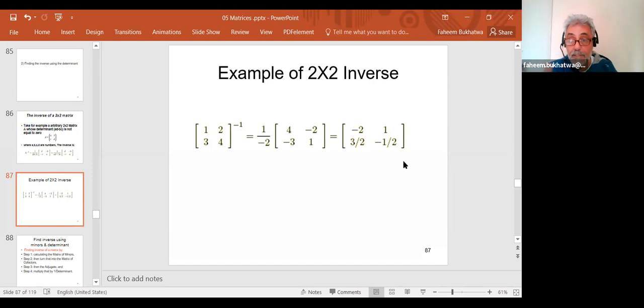So we could have worked it out using the row operations. That's one way to do it. The other way is to use the determinant. But are we certain this is the inverse? To be sure, we should take the matrix and multiply it by its inverse, and we should get the identity matrix, which is 1, 0, 0, 1. If we get that, that means this is the correct inverse. If we don't get it, then this is not the correct inverse.